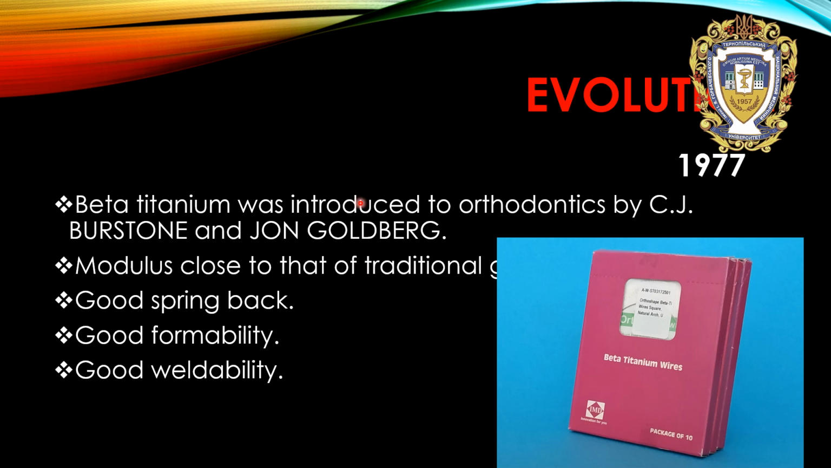In 1977, beta titanium was introduced to orthodontics by Burstone and Goldberg. They are shown. The modulus of this alloy was close to that of traditional gold, but this alloy has good spring back, good formability and good weldability.